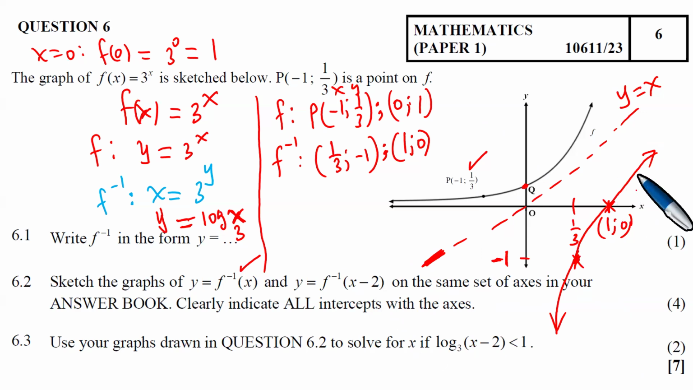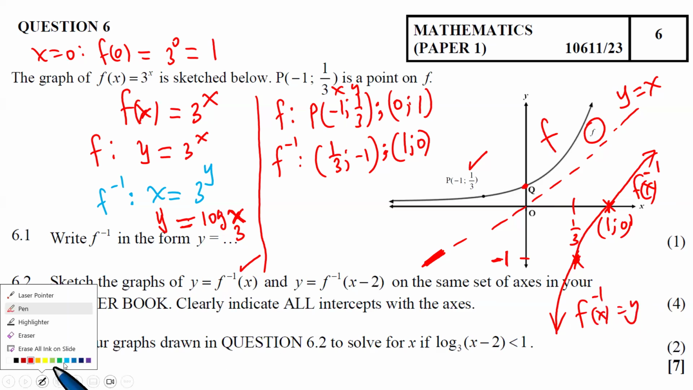This is the graph of F of X. This is the graph of F inverse of X. And this one is the graph of F, as the examiner showed it there. What is the next thing? But the examiner said you must find the graph of F inverse of X, which is this one. So this is the graph of F inverse of X, and this is Y.